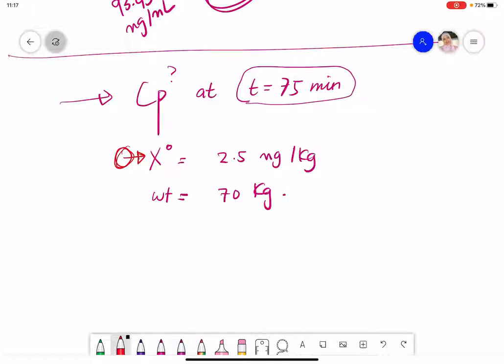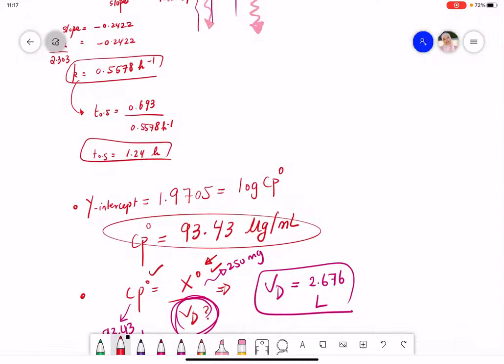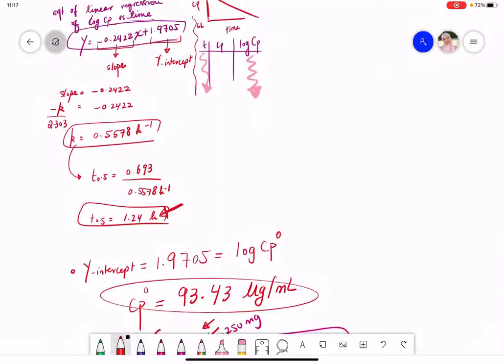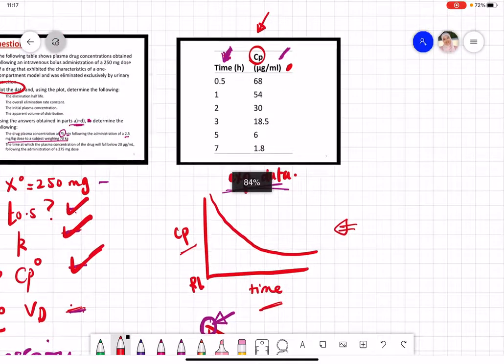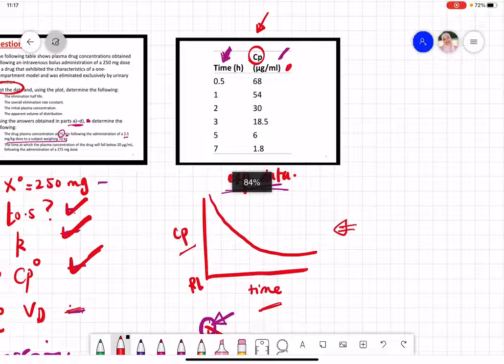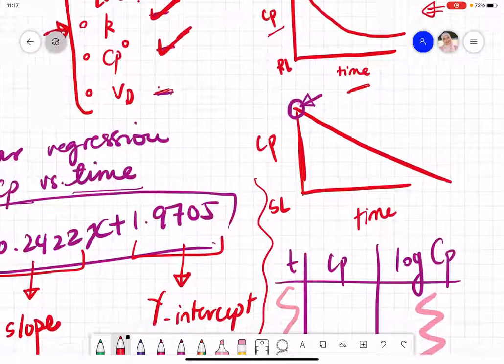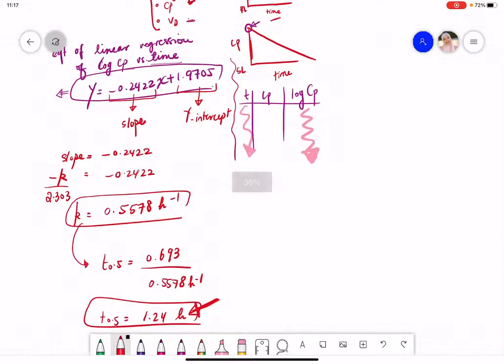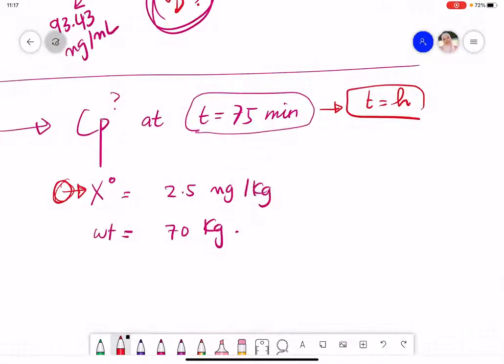So first thing, you need to know that the time should be in hours, okay? Because the K that you calculated is in hour unit, and the time that you have is in minutes. You either change the time to hours, or you change the K or anything that you are using to the minutes unit if you want to keep it as minutes, okay?